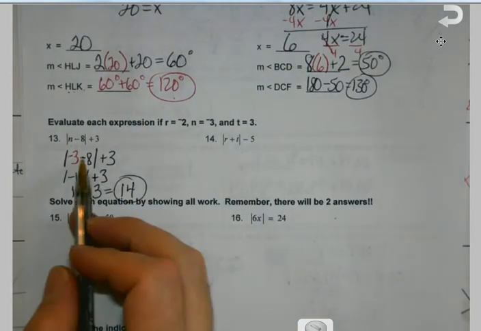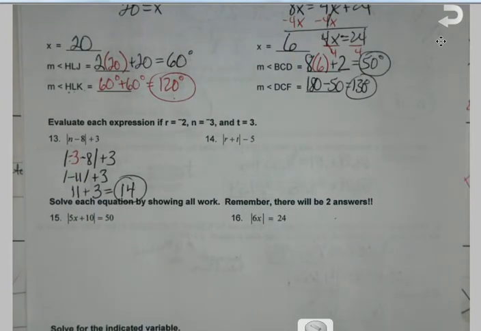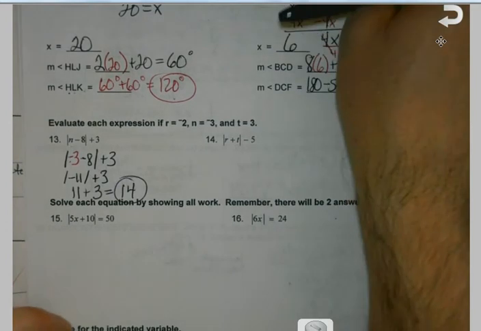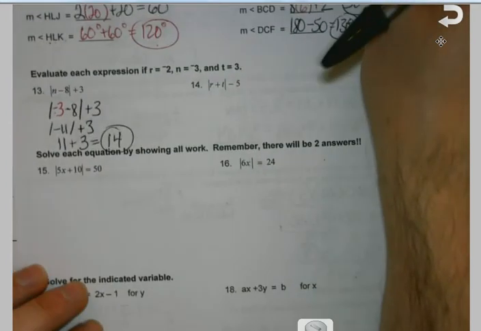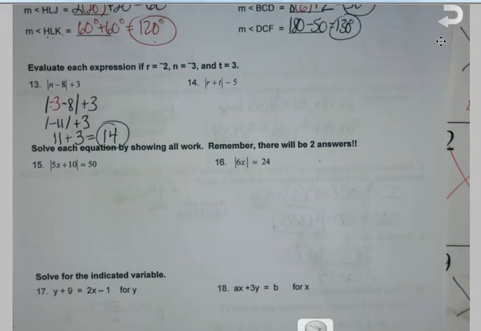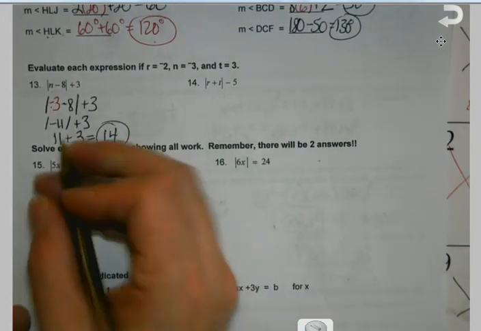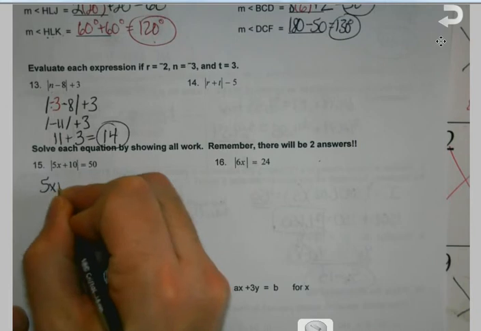Okay, so always do the work inside first, and then if it's positive, it stays positive. But if it's negative, then I've got to go ahead and switch the sign. Now if it becomes an equation, because I'm going to skip 14 for right now, remember there's going to be two answers. Because when we do these, we get two equations.